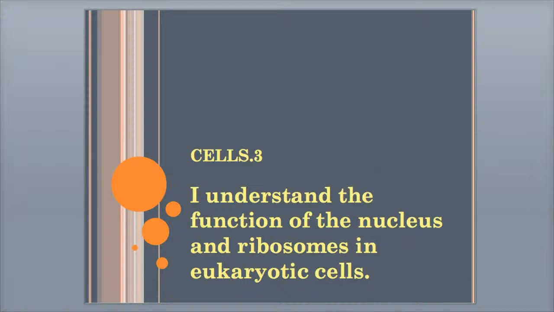Moving on to cell standard number 3, you understand the function of the nucleus and the ribosomes. So from this point forward, think of a cell as like a miniature body. So all we're going to study very quickly is all the body parts of a cell. This one we're only going to focus on 2, the nucleus and the ribosomes. So first off, let's start with the nucleus.